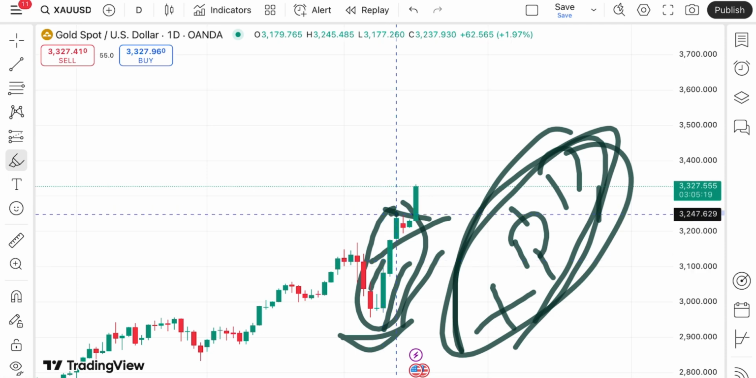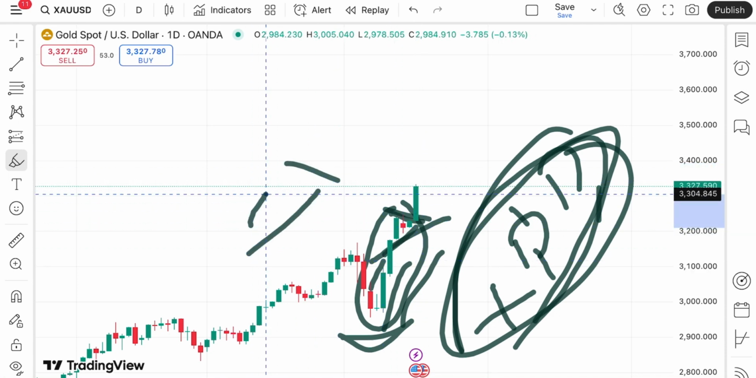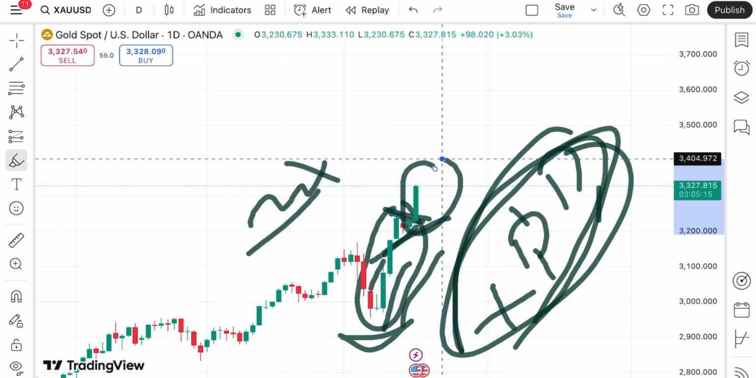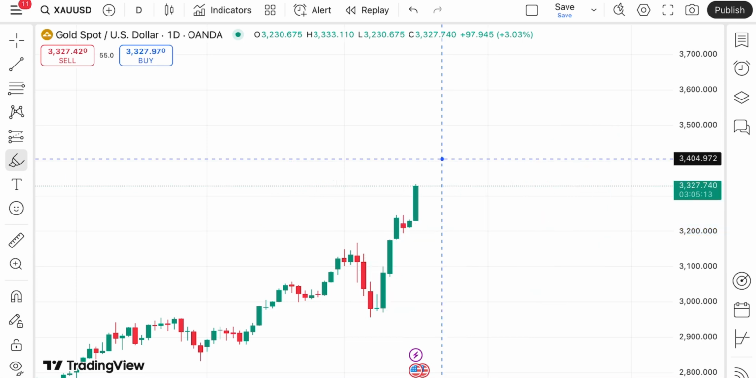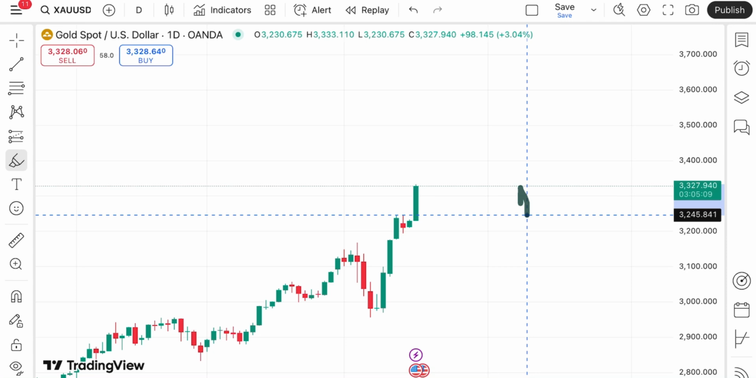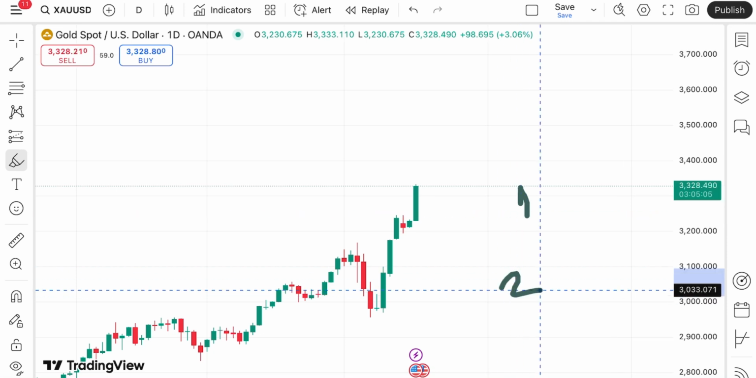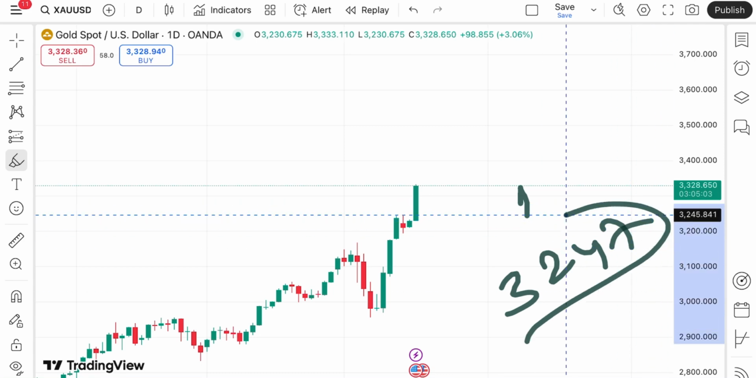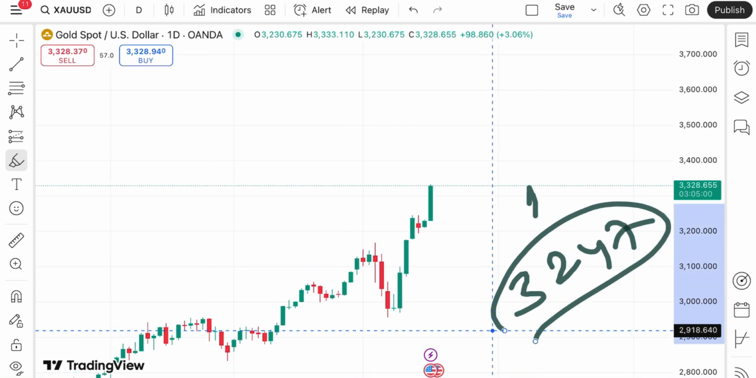Okay, now after that what we have seen, a narrow pattern was formed, and that is where we have seen there is a rise today. Okay, so the probability can be high. Suppose the price doesn't sustain, the next support on the day-wise chart is coming at a close level, that is around $32.47. This is the next support on a day-wise chart.